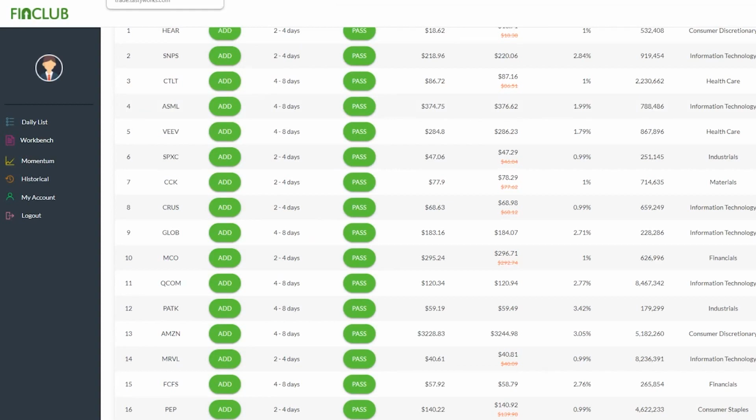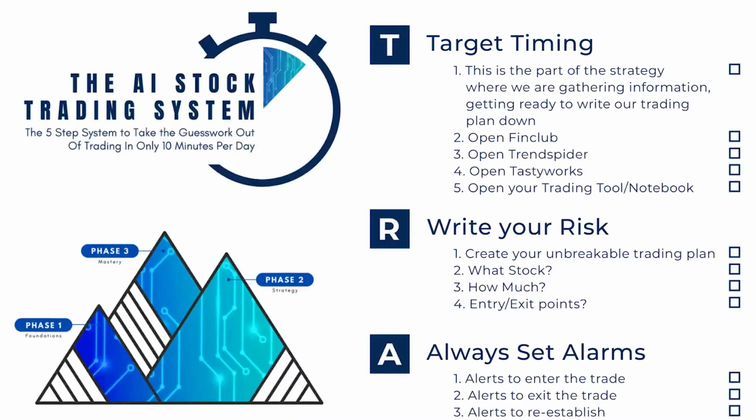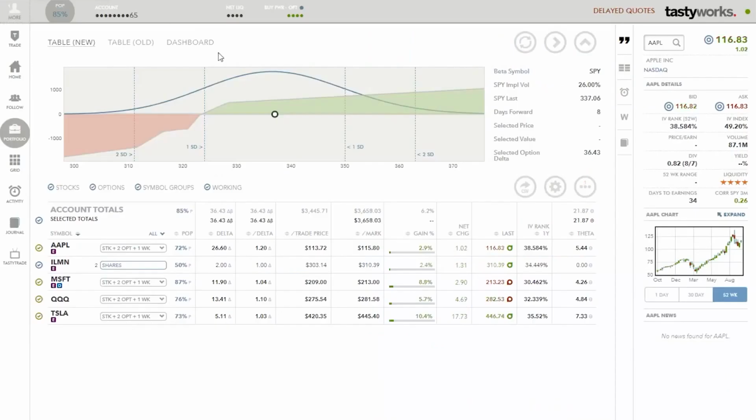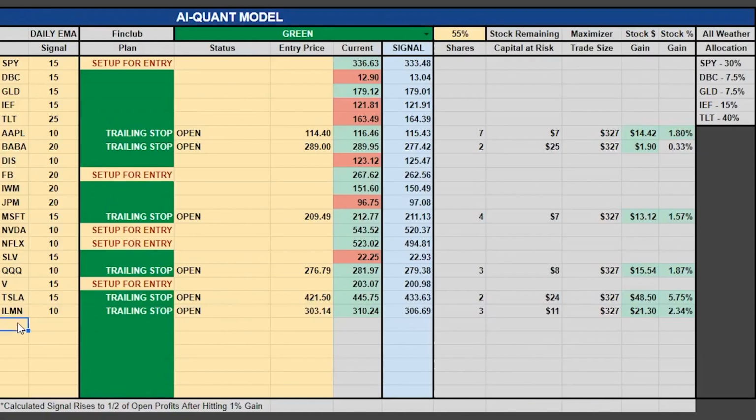So let's go into Tastyworks. In fact, let's go ahead and start our timer because I think we're going to go ahead and put on this trade in QCOM. So we opened FinClub, we found one we liked. We opened TrendSpider, we have Tastyworks open, and you can see the trades I've placed in there already. And finally, our trading tool, so QCOM.